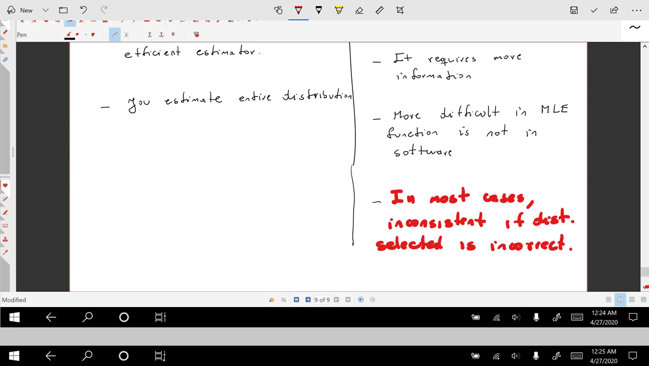So there are things to be gained, and that's a general principle in econometrics: the more information that you add, if the information is correct, you're going to get efficiency. But if the information is not correct, you may even lose consistency of your estimates. So you have to be careful. This is the first part, the introduction to maximum likelihood estimation, and we'll talk about the specific example in the next class.